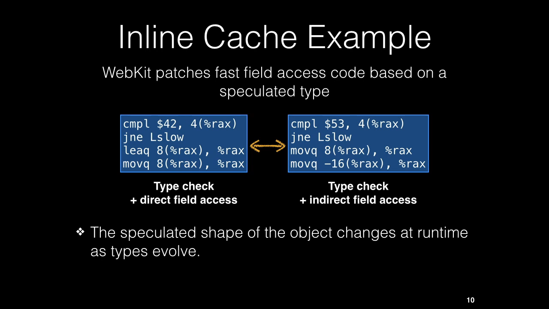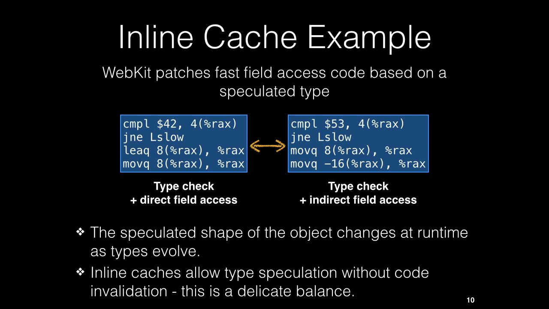So here again, we compare against the object's type, jump to a slow path, but then we have a sequence of 2 loads to do the indirect field access. The nice thing about inline caches is that if the speculation changes, we don't have to invalidate the code, which could be expensive and require us to recompile. So we handle the fast paths without invalidation, simply by patching them in place.